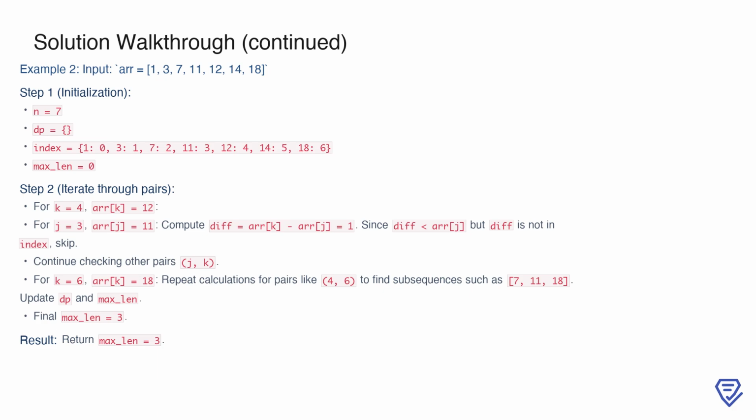As we iterate through pairs, we come to k equals 4, where arr[k] is 12. For j equals 3, arr[j] is 11. We calculate diff equals arr[k] minus arr[j], which is 1. Since diff is less than arr[j] but does not exist in our index mapping, this pair cannot extend a Fibonacci-like sequence, so we skip it. Later, for k equals 6 and j equals 4, we find a valid subsequence, 7, 11, 18. By updating dp and max_len accordingly, we determine that the longest Fibonacci subsequence in this array has a length of 3. This result, max_len equals 3, is returned.